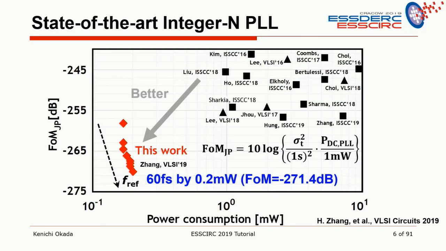I will show some results. Actually, this is the latest reported FOM, just presented in this year's VLSI Circuits. This includes every publication in SSCS conferences, such as the recent ISSCC, and the border of the maximum FOM performance of integer-N PLL is around minus 255 or something. But already we could realize minus 271 dB FOM performance using the injection lock architecture.